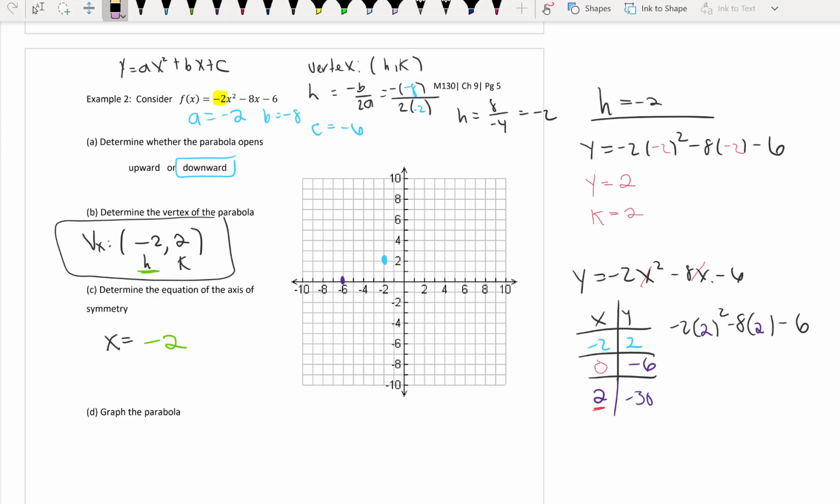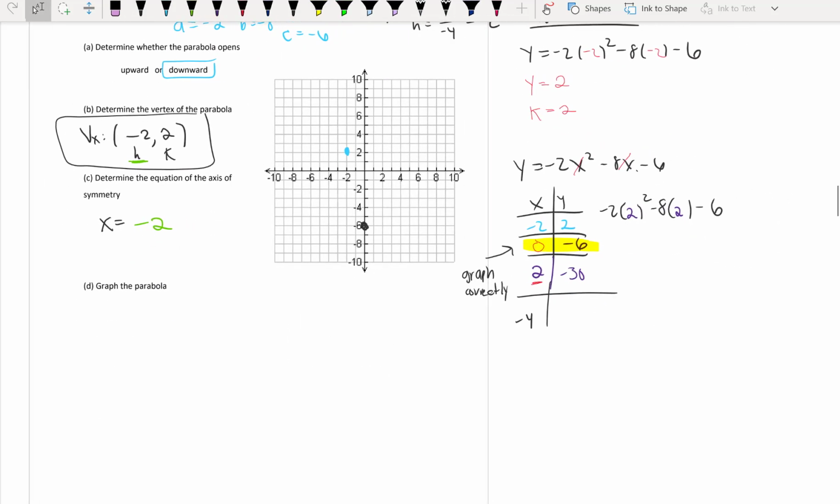And I see what I did wrong here. (0, -6) means the x is 0 and the y value is -6. There we go. That's going to be a lot better. So make sure you graph that point correctly. I went too fast and furious. I still got my (2, -30), but now let's try what happens at -4.